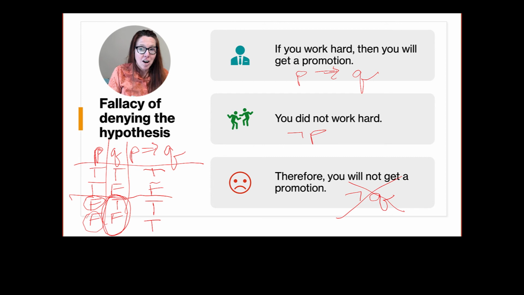We know if you work hard, you will get a promotion. And we know situations where people did not work hard and they've still got a promotion. And so we don't like when that happens all that much, which is why we have the sad face. But it does happen. Not working hard doesn't tell us anything.